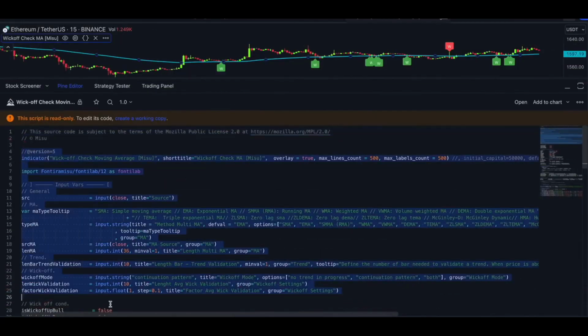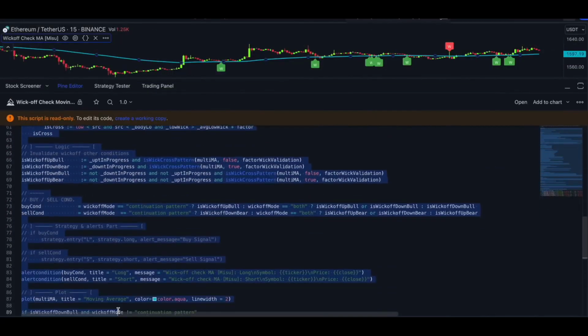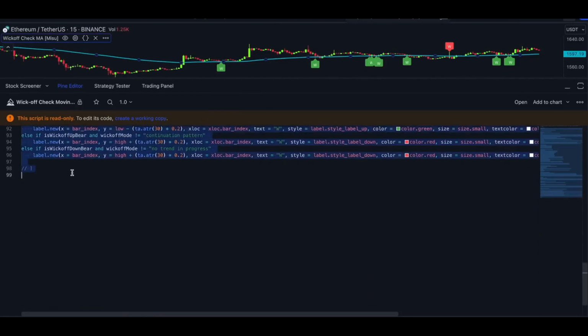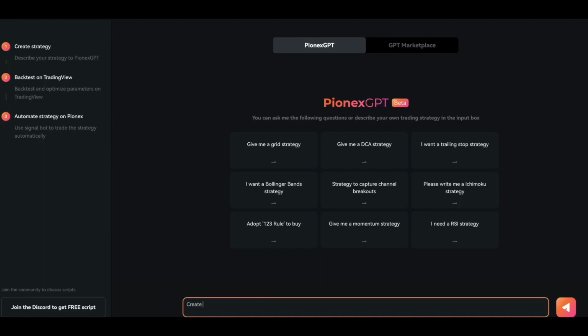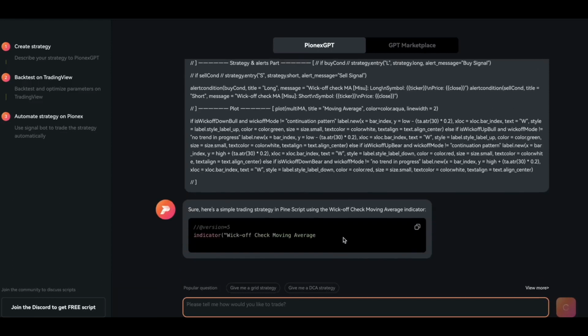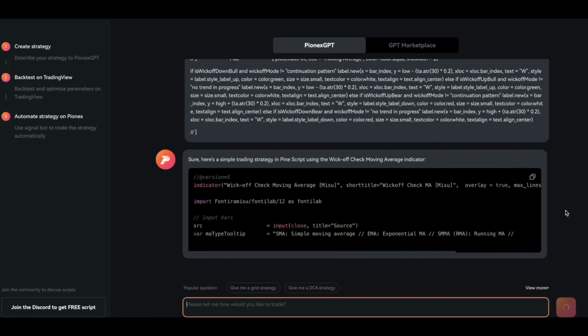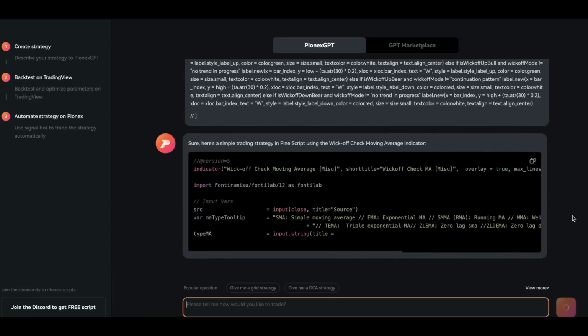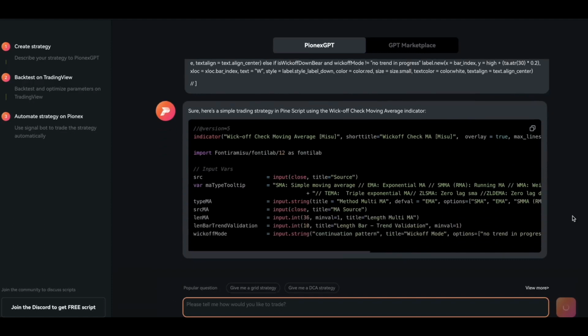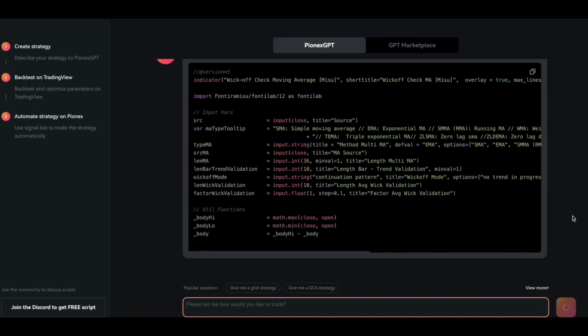By the way, this trading strategy can be fully automated into a profitable trading bot with PionexGPT. Simply copy the indicator's source codes and paste them into the chat. Ask the bot to code a trading strategy with your predefined rules. The bot will combine the indicators into one script. You can then copy the script and paste it into Pine Editor. The bot will scan the market for trade opportunities and execute buy and sell signals for you without you lifting a finger.